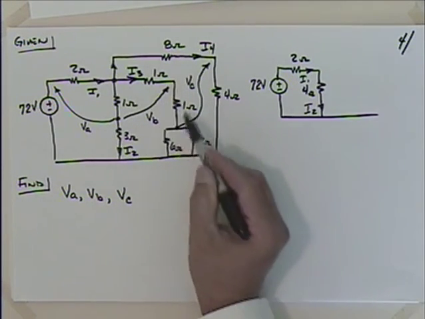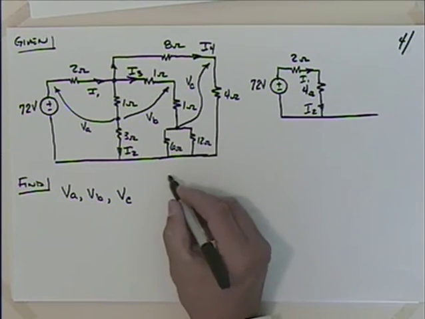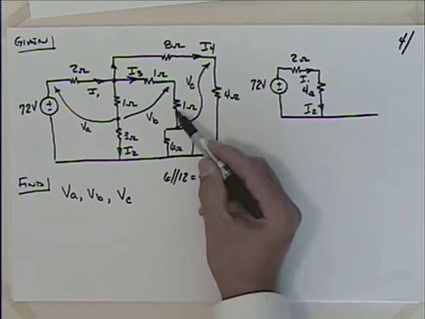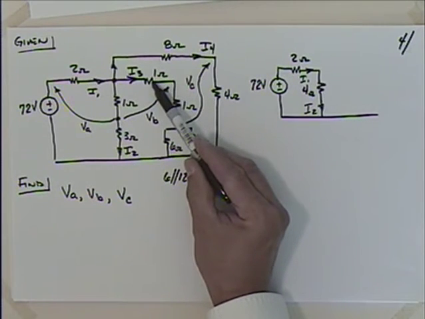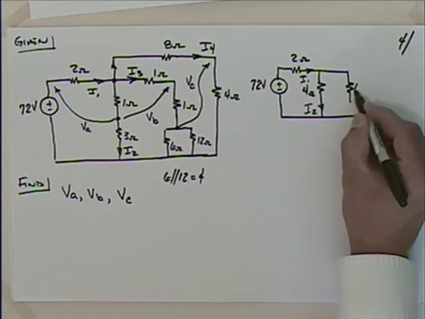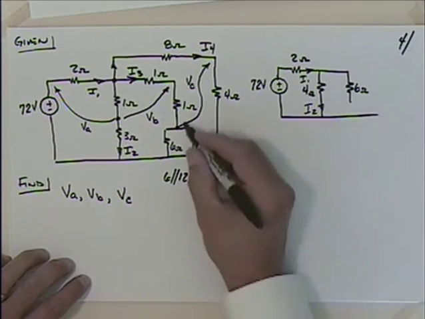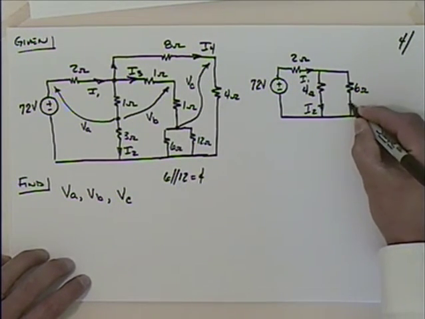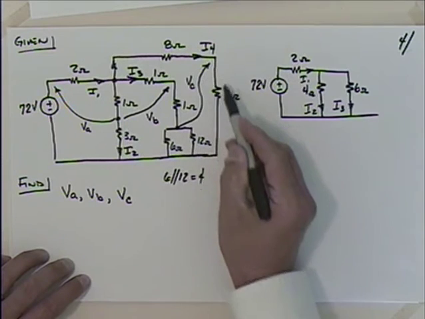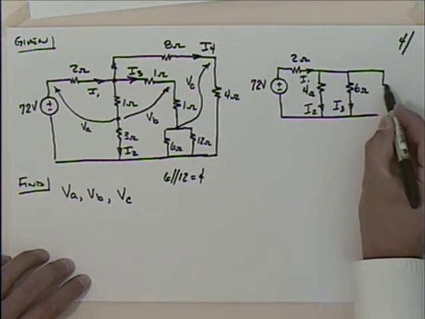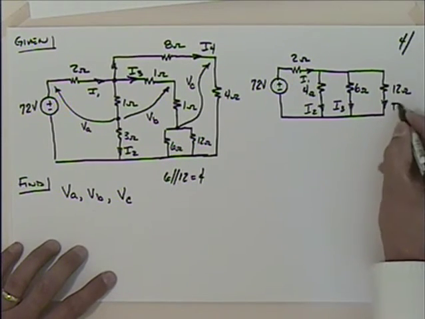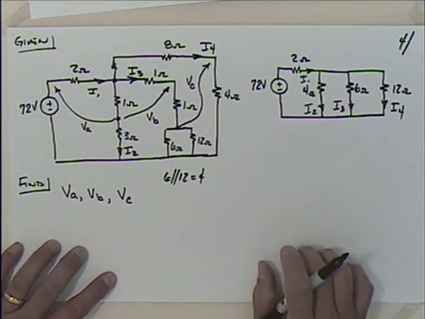Then what about this branch here? These two are in parallel, so what's 6 in parallel with 12? That gives me 4, doesn't it? Product over sum. 4 in series with 1 is 5, and in series with another one is 6. So I now have 6 ohms, and that's going to be I3, right? And then finally, the current that goes up here goes through an 8 ohm and a 4 ohm, so that's going to be 12 ohms. We said that was I4. Okay.